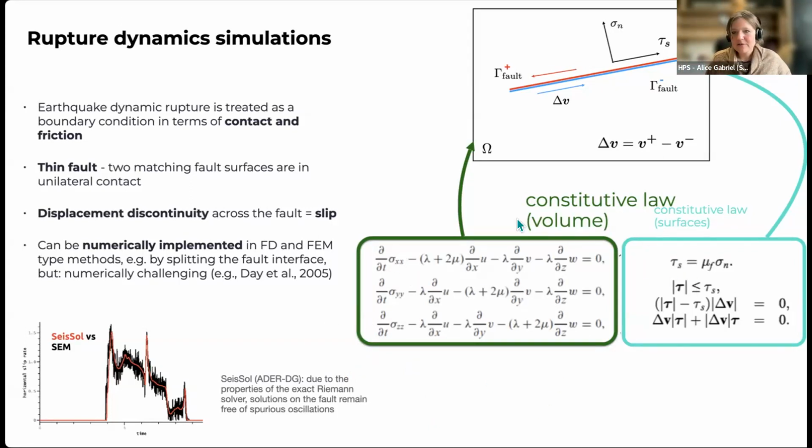I have these constitutive laws here. This is just to highlight that we're still solving the wave equation everywhere. So all the codes that you will see today, we're solving the wave equation. We're just adding some physics on the faults which are related to friction and failure.